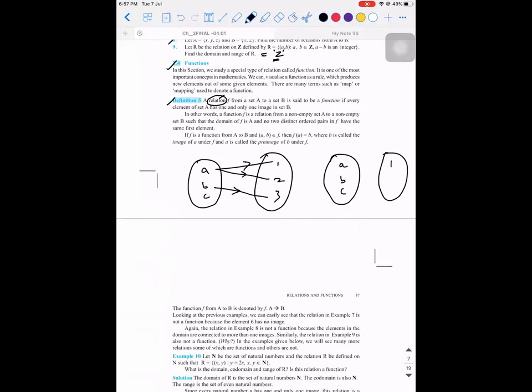So A, B, C, 1, 2, 3. First case, second case. Is the first case a function or not? No, sir. Because A has two outputs, and C doesn't have any. Okay, if I put C also like this, is this a function? No, sir. It is no because A is having two outputs. What about the second case? It is a function.